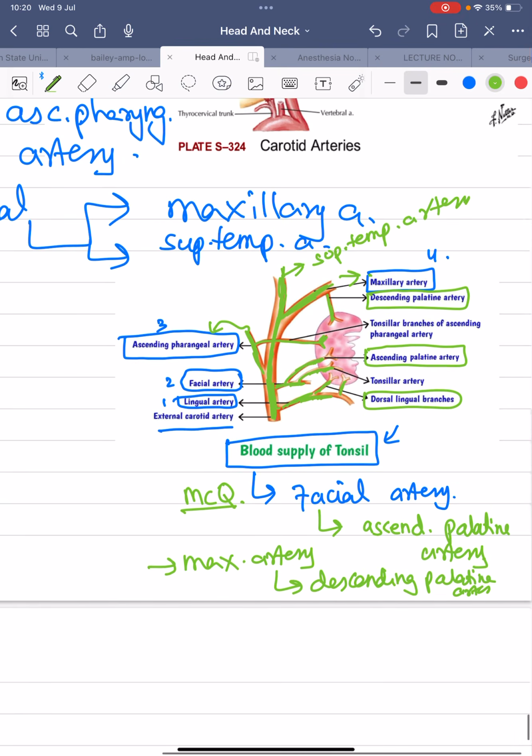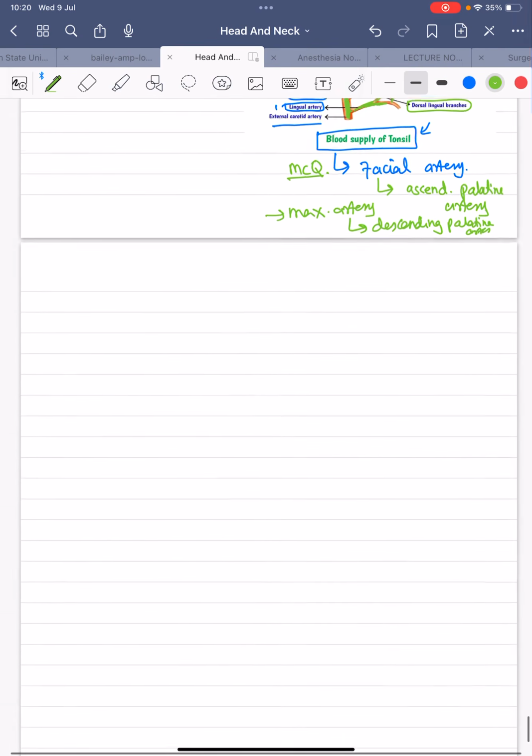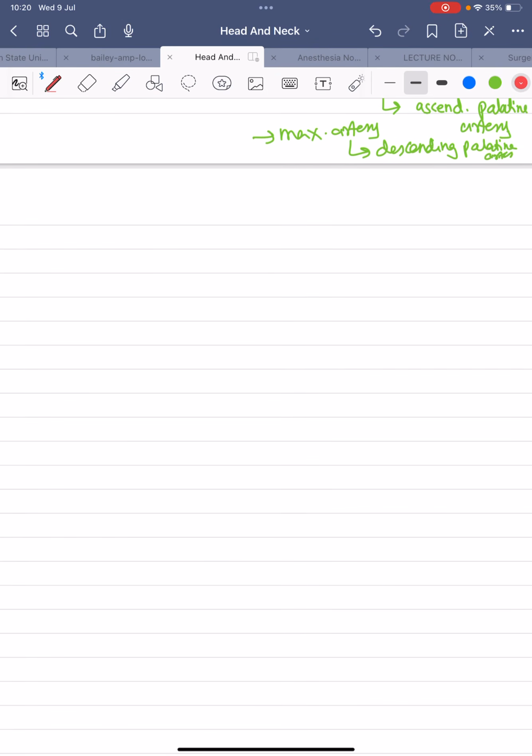So if we draw one diagram here, this is the arch of aorta. Through the arch of aorta, three branches are coming out. Okay. So this is the brachiocephalic trunk. This is your left common carotid artery. This is your left subclavian artery. You already know the left subclavian artery comes out directly from the arch of aorta. Right subclavian artery comes out from the brachiocephalic trunk.